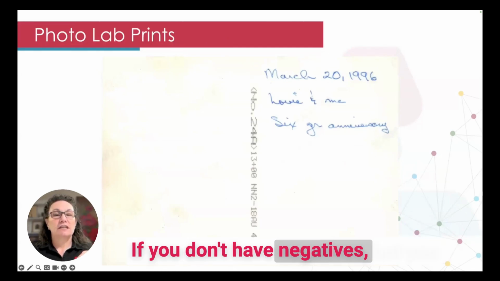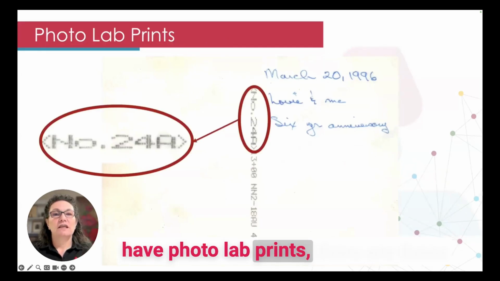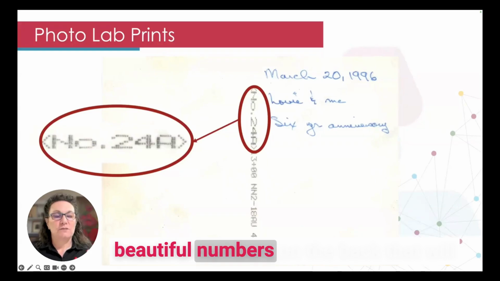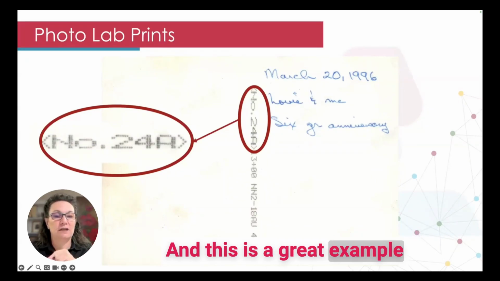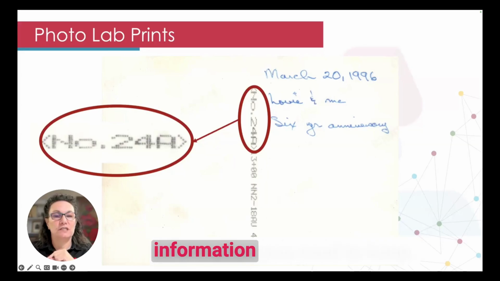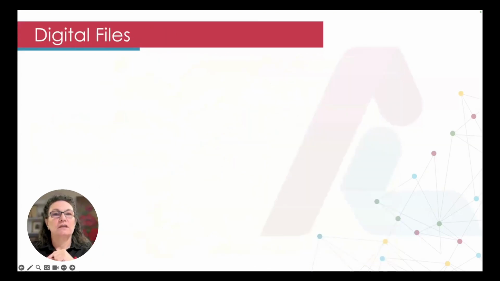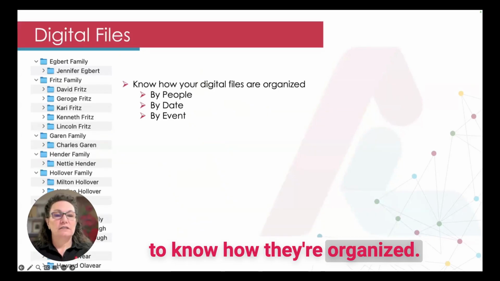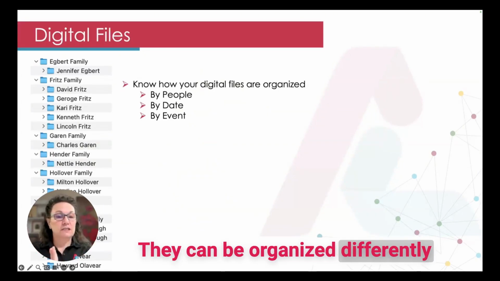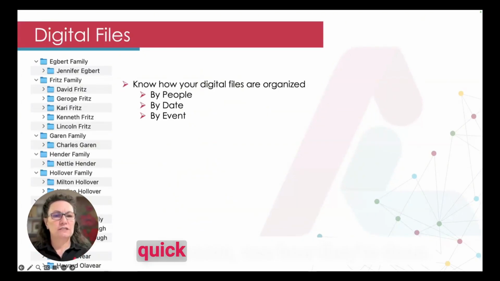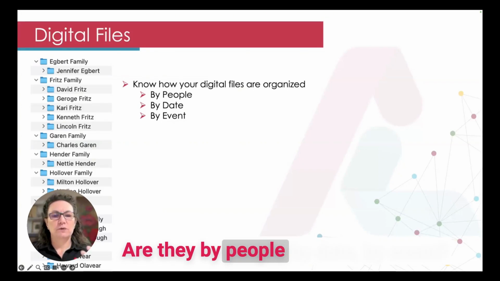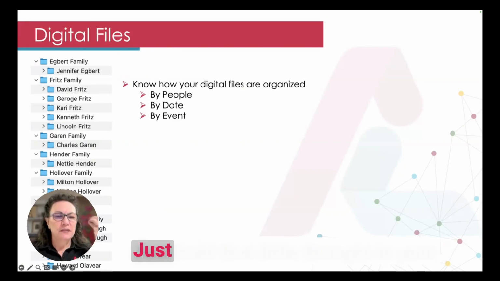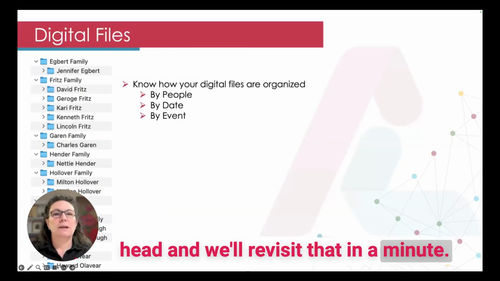If you don't have negatives, but you have photo lab prints, there are these beautiful numbers on the back that will tell you what order to put it back in. And this is a great example of the back of a photo with information you need to keep. Now, your digital files, you need to know how they're organized. They can be organized differently in each folder, but just take a quick scan, see how they're done. Are they by people, by date, by event? Just hold that little thought in your head, and we'll revisit that in a minute.